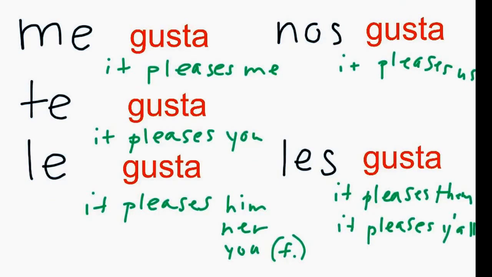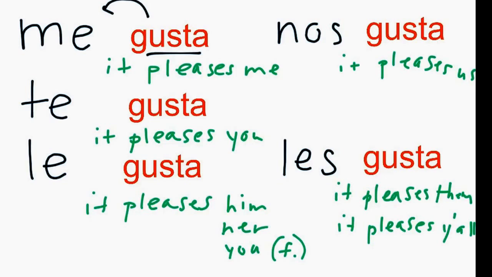So now we get to the meat of this and talk about who is being pleased. So if we want to say I like or it pleases me, we say me gusta. It pleases me. The it pleases part is here and it's pleasing to me. Okay? Te gusta, it pleases you. Le gusta, it is pleasing to him or her. So it'd be like he or she likes. Okay? Nos gusta, it pleases us. And les gusta, it pleases them or you all.